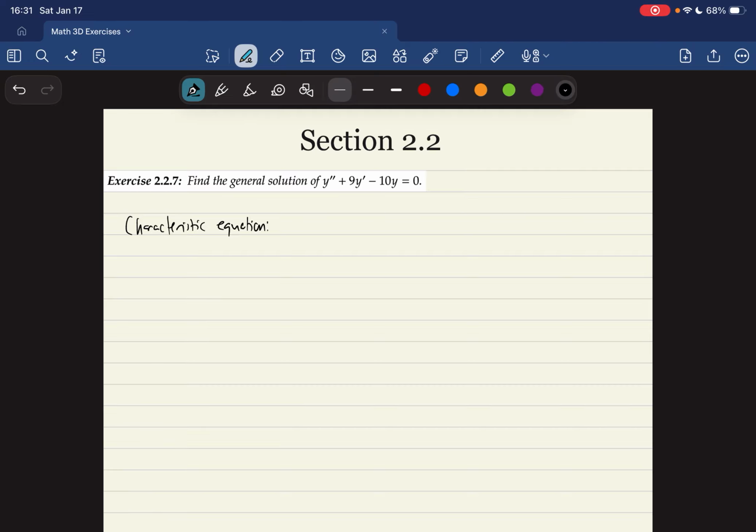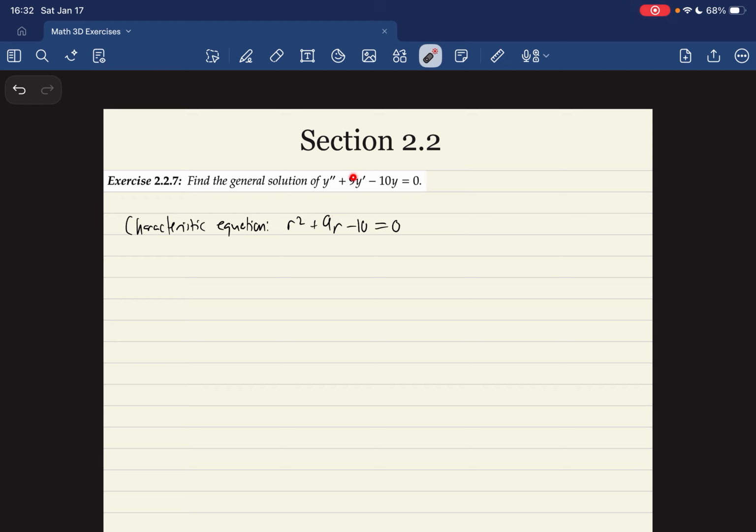The characteristic equation for this ODE is going to be, we just have to match up the powers of r. So r squared corresponds to y'', with the derivatives of y, making sure to add the coefficients along the way. For this equation, the characteristic equation is r squared plus 9r, because we have a 9 here, minus 10, corresponding to the y, and this is equal to 0. And so our job is to solve this equation now.